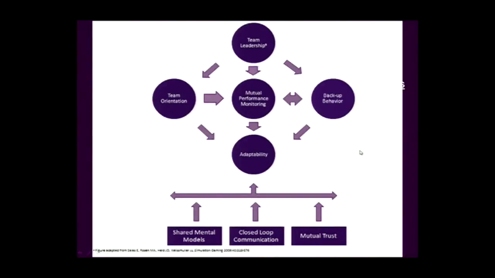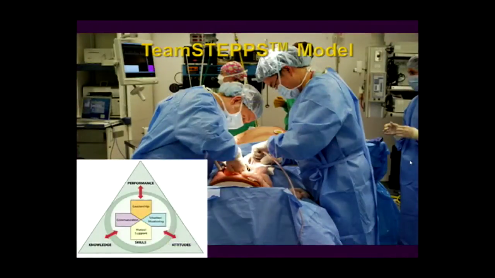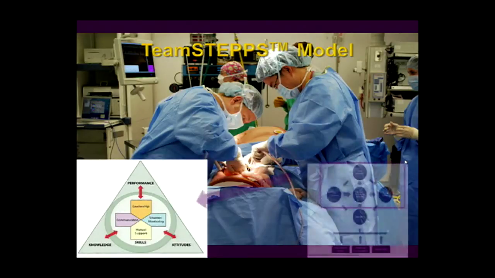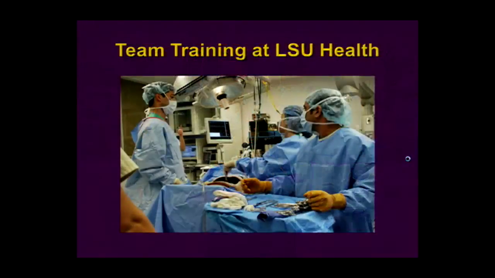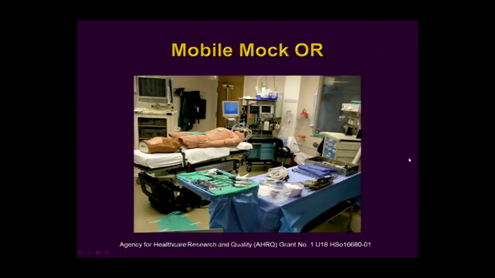You can see the main thing is the team orientation, leadership, backup behavior, mutual performance monitoring helps with adaptability, which is the key. You want to be adaptable when things don't go right. You want to be able to adapt quickly and effectively. TeamSTEPPS is basically built on this. The first 4 are the basis for the 4 components of TeamSTEPPS and the tools that are used in that. We've gone to high fidelity simulation-based training at our institution to try to promote teamwork.